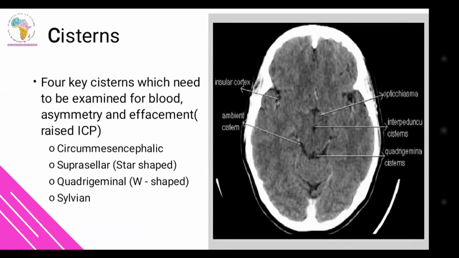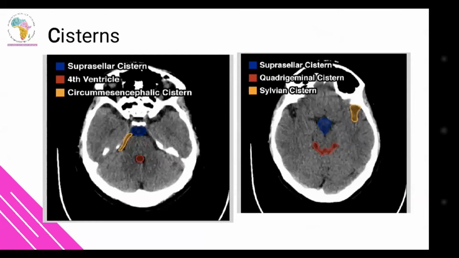You have the supercellar, which I've shown on many occasions in the previous slide, which is star shape, and you have the quadrigemina, which is Y shape, as you can see here. It's a part in W shape, and you also have the Sylvian fissures. Okay, so this is here. You can have the sacrum mesencephalic, that is around the mesencephalic area, that is around the midbrain. Mesencephalic here. You have the fourth ventricle, where represented, you have the supracellar system.